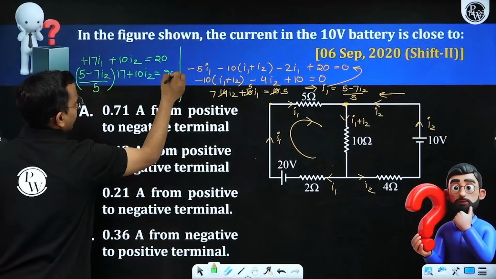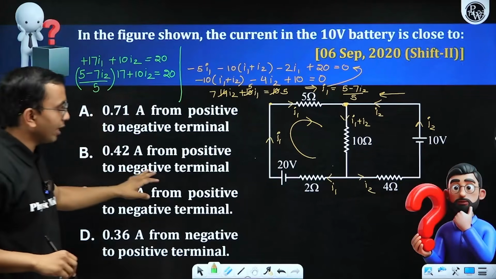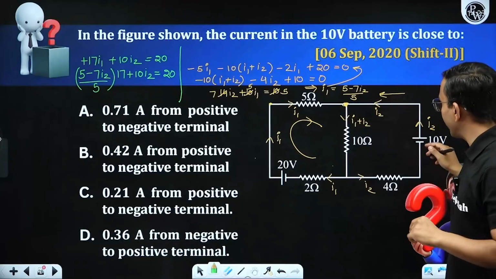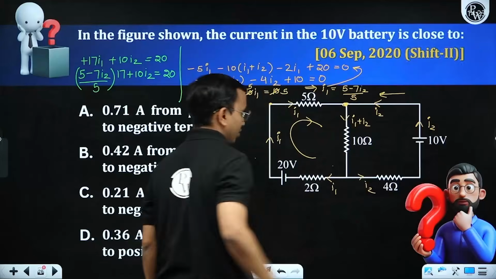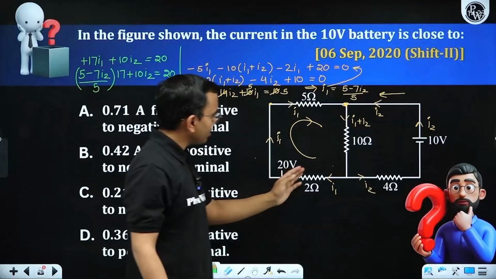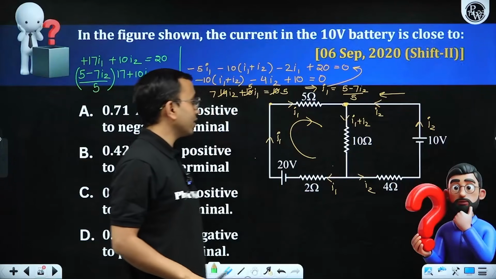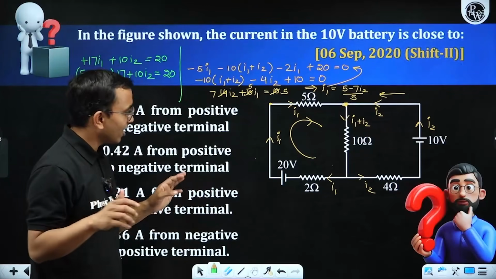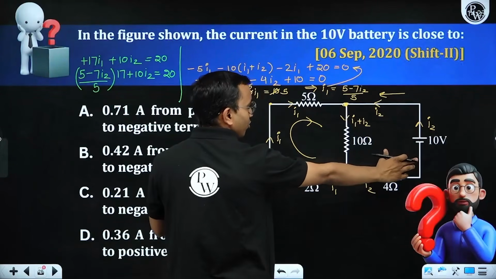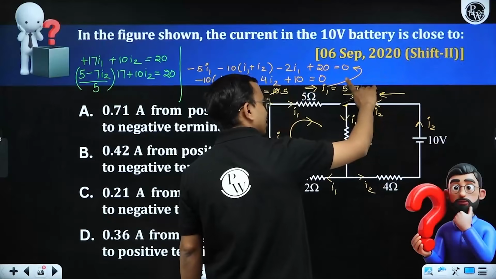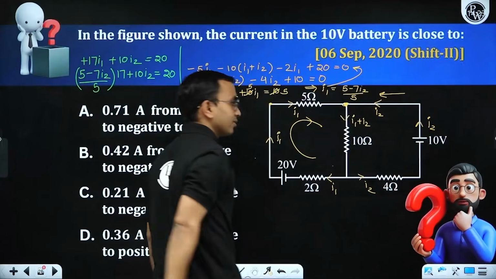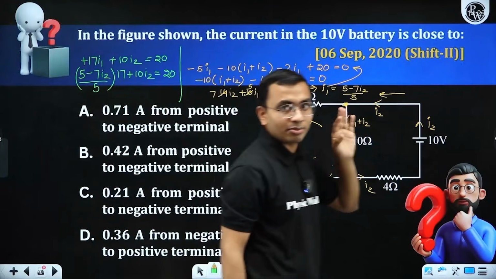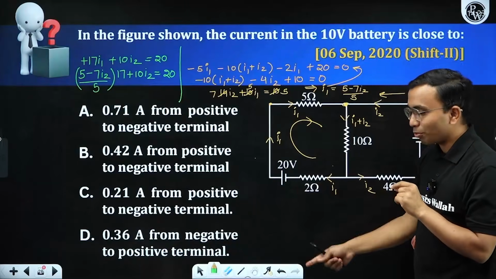This is my 20. From here I will find I2, and now whether I2 comes positive or negative: if I2 comes positive, it means this is the direction. If I2 comes negative, it means the direction is opposite, and in this particular case it will come out to be negative. You can check that. Don't believe in my words. Solve the equation and check whether I2 comes out positive or negative. That is the meaning of the positive and negative sign. So solve this equation, and make sure you put your answer in the comment section, saying which option is correct.